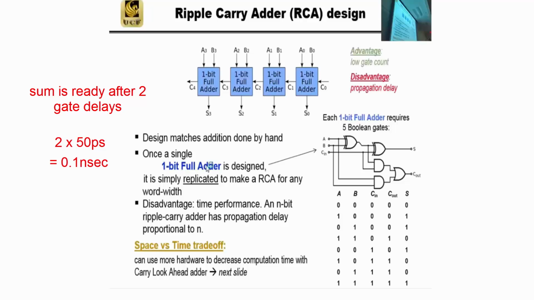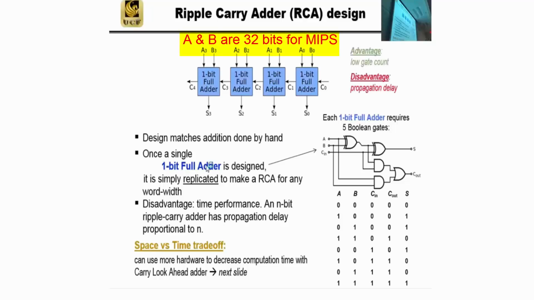0.1. Yep. 0.100 nano. So that has to happen first before what? Before I can start adding the next bits. How many bits do I have to add in MIPS? 32. What's the problem with this design? It's kind of slow. Ripple carry adders are slow. So that's what we call the disadvantage, propagation delay.